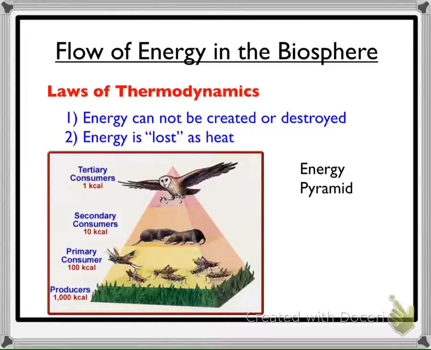Now we can talk about measures of energy in terms of kilocalories. This is one of the units of measurement that we can use. So let's say there are 1,000 kilocalories of energy present in the grass. The next trophic level, the grasshoppers, they will have 100 kilocalories available to them. The shrews, 10 kilocalories. And then finally, our tertiary consumer, the owl, will have only 1 kilocalorie per 1,000 kilocalories of grass in this ecosystem. And this gives us this pyramid shape if we were to chart out the number of individuals.